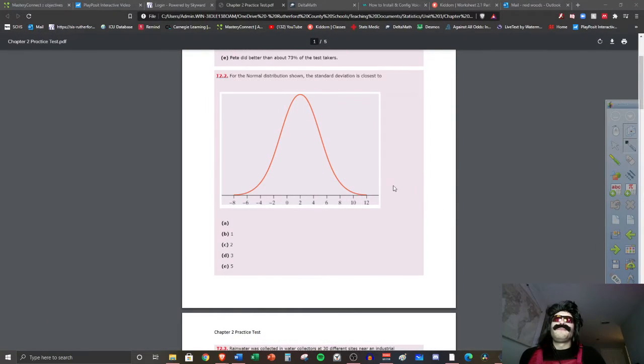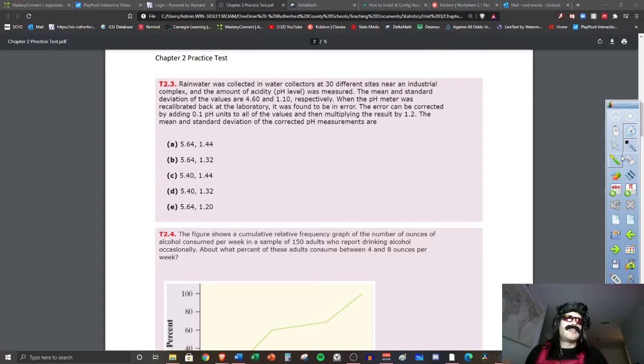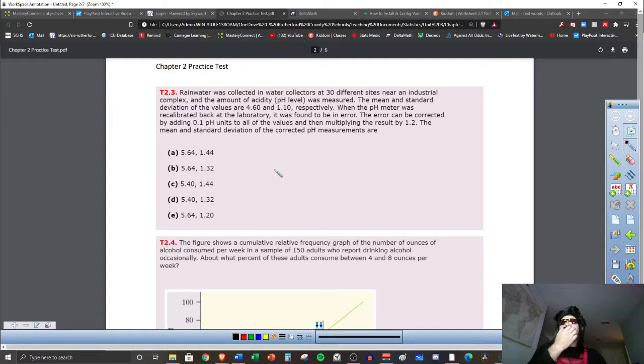Next question. Number 3, this is a transformations question. So, what we have here, it says rainwater was collected with water collectors at 30 different sites near an industrial complex. The amount of acidity was measured. The mean and standard deviation were 4.6 and 1.1 respectively. When the pH meter was recalibrated at the laboratory, it was found to be in error.